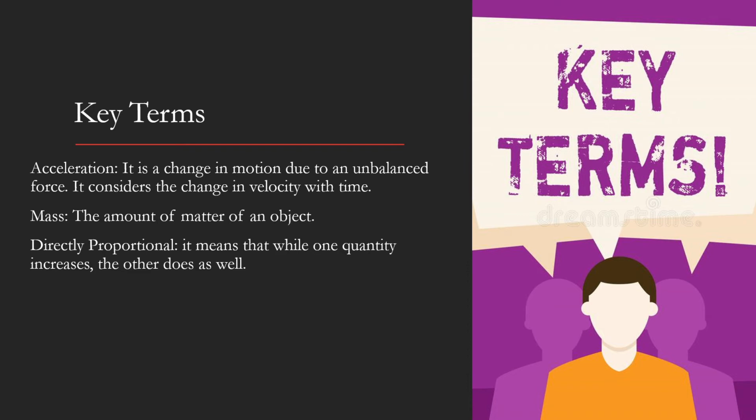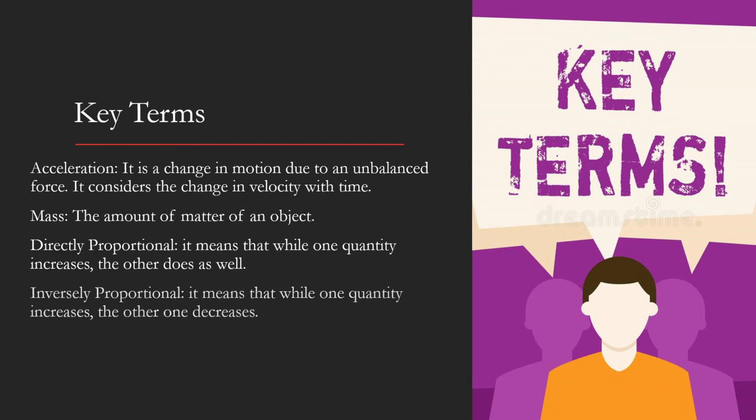So when we mention that something is directly proportional, what does that mean exactly? It means that while one quantity increases, the other does as well. That's very important to consider. So they are like dependent on each other. So if one starts going up, the other one does as well.